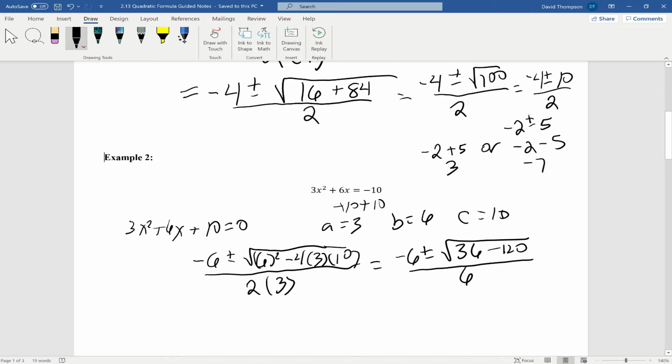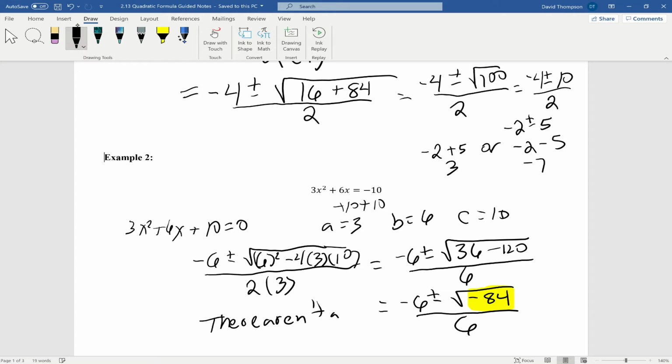And then just do 36 minus 120, which equals negative 84. So we have negative 6 plus or minus the square root of negative 84, all over 6. So when we have a negative under the radical, like we have here, there aren't any real roots.